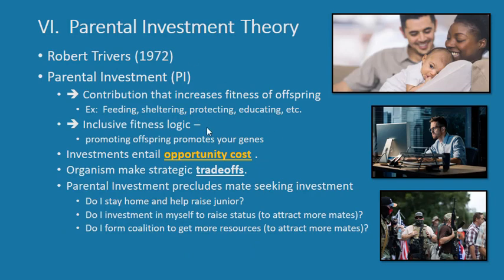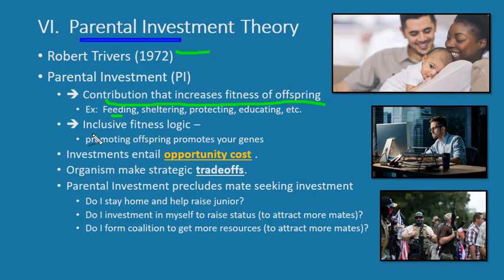Okay, and then the big daddy that's important, especially for understanding male and female differences, is parental investment theory. So Robert Trivers in 1972 wrote about this. Parental investment is a contribution that increases the fitness of the offspring. You can think about feeding or sheltering, protecting, educating, all that stuff would make it more likely that the offspring is going to survive and pass on your genes.